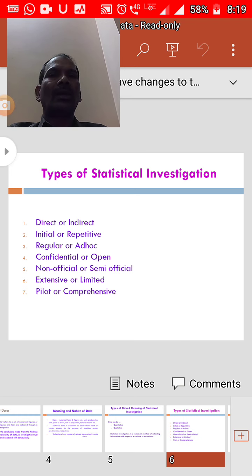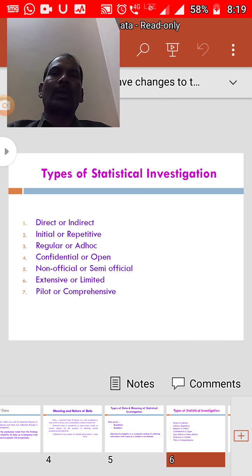Initial or repetitive. An initial investigation is an original investigation conducted for the first time, that is also called primary or pioneer investigation. This type of investigation requires careful planning and elaborate organizational arrangements. For the first time we are doing it, we certainly have some expectations. In order to meet those expectations, we need to plan it carefully.